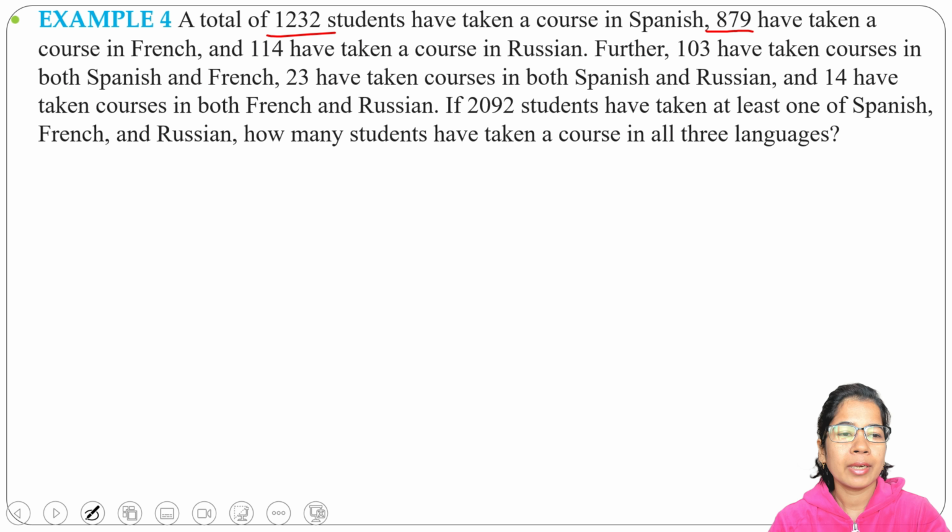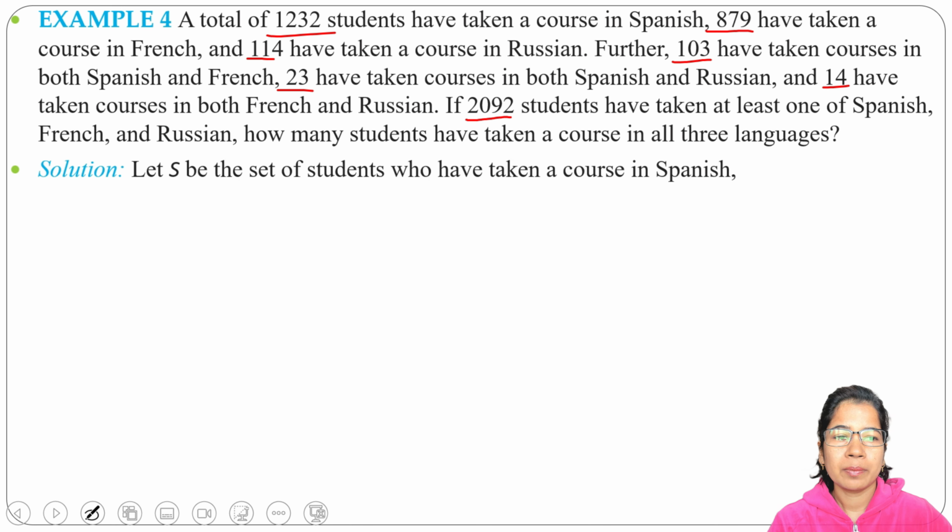Example 4: a total of 1232 students have taken a course in Spanish, 879 have taken a course in French, and 114 have taken a course in Russian. Further, 103 have taken a course in both Spanish and French, 23 have taken a course in both Spanish and Russian, 14 have taken a course in both French and Russian. If 2092 students have taken at least one of Spanish, French and Russian, how many students have taken a course in all of the three languages?